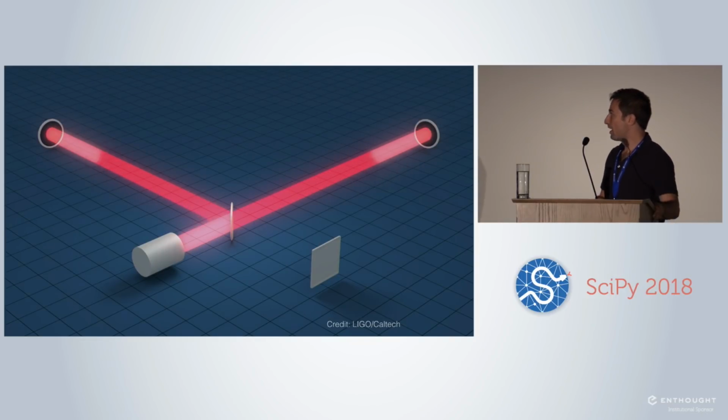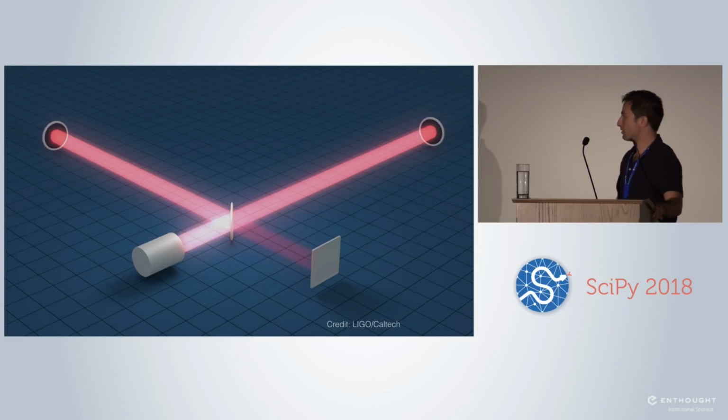Now, with LIGO, we want to detect those gravitational waves directly. And the way we do that is with laser interferometry.